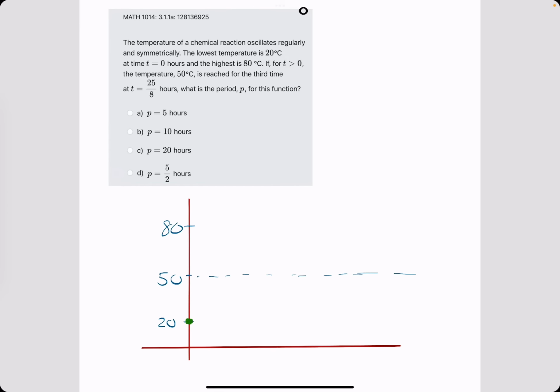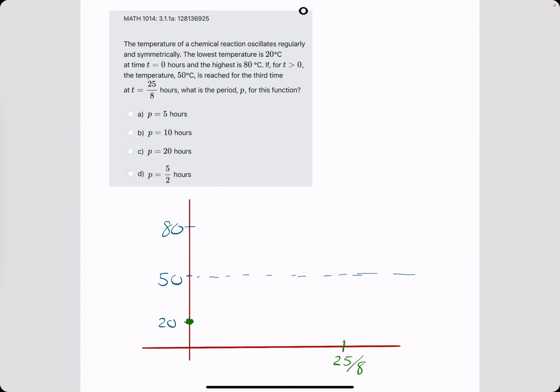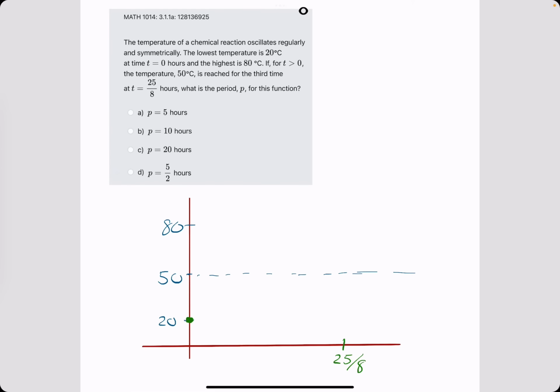And then temperature 50 is reached for the 3rd time at 25/8. So hopefully if it reaches it for the 3rd time, that means we'll at least have 1 full period before the 3rd time, right? So we have the 3rd time, and we'll just go evenly spaced from there. We need just 2 more. So bam, bam, and bam. It was a little rough, but you get the idea.